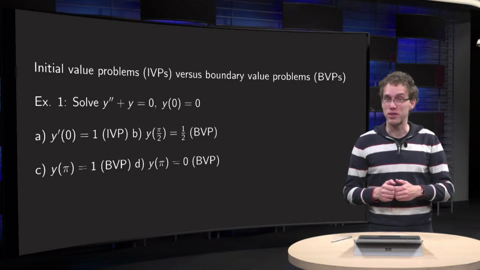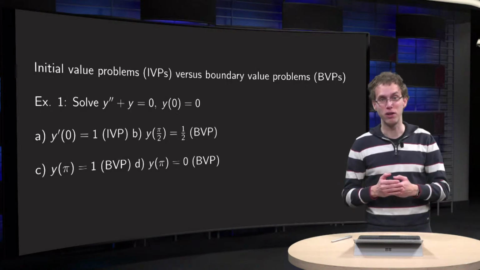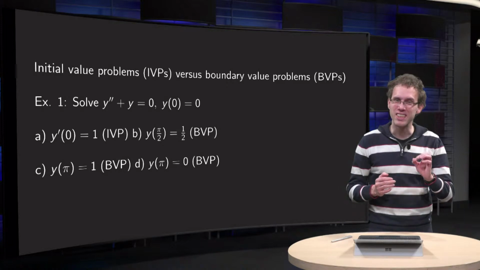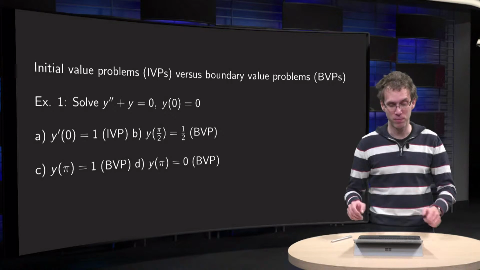Conditions can also be specified at different boundary points. In that case, we have a so-called boundary value problem. Problems of the second type are usually harder. We'll encounter a few examples in this video.